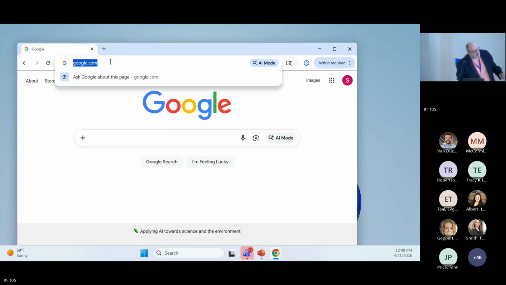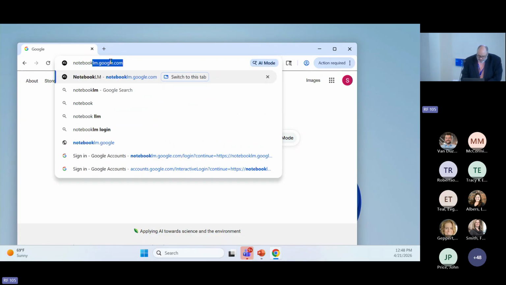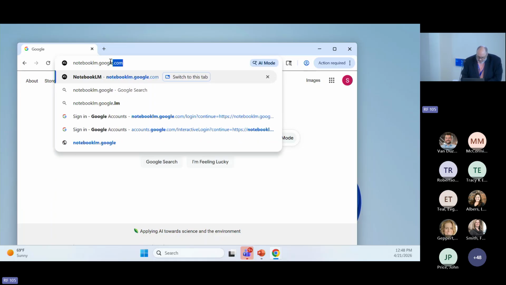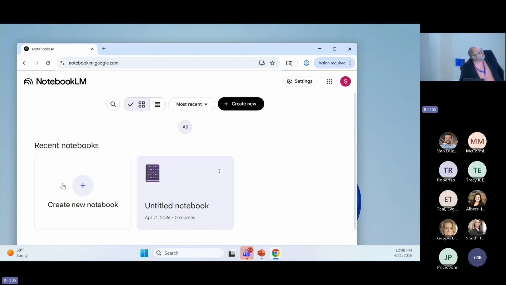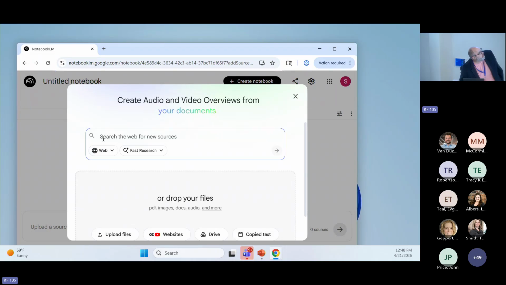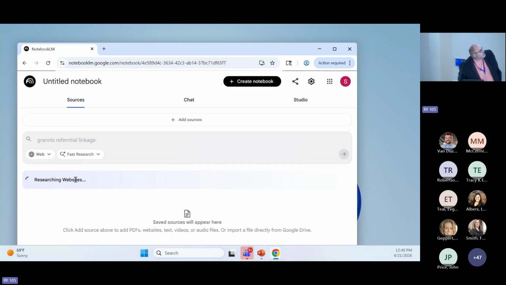All right. I'm going to try to go to Notebook LM. Notebook LM has a lot of good capabilities. Create a new notebook. Okay. So I can create a new notebook and I might want to search for resources or drop files. I might want to say Grannis referential linkage. I know I'm spelling it wrong. Let's see if I get it. Researching websites. This is too slow. Okay, I'm done.